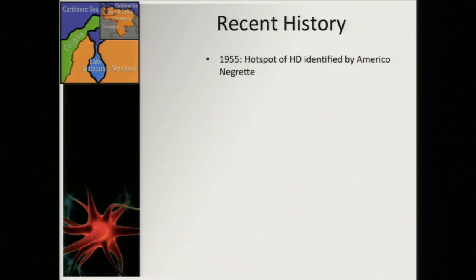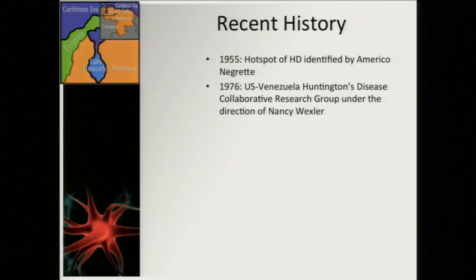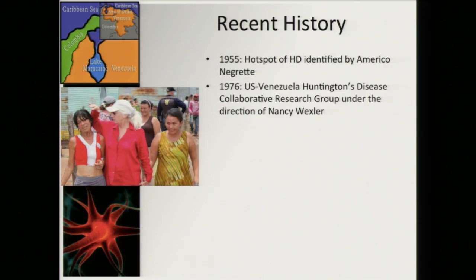So in more recent history, let's fast forward quite a bit, and go straight to the Lake Maracaibo region of Venezuela. We know in 1955, Amerigo Negrete was able to find this hotspot of Huntington's disease. And this led to the U.S.-Venezuelan Huntington's Disease Collaborative. This is a project that was started under the direction of Nancy Wexler. I'll show you an image of her here.